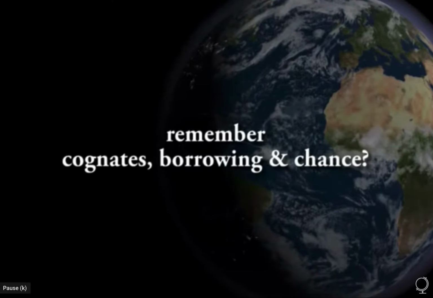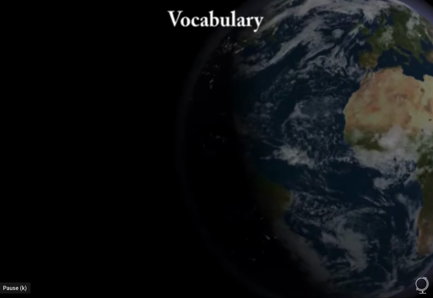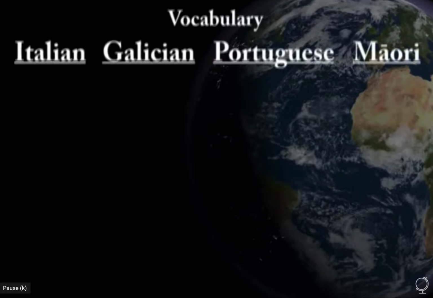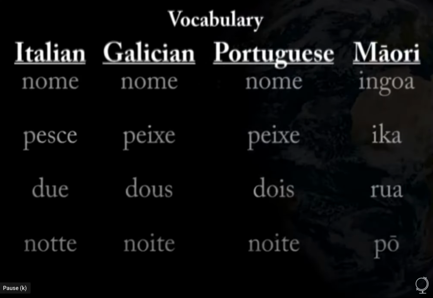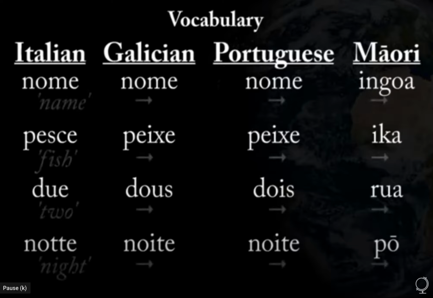I want you to take a look for a minute at some basic core words from four languages. These languages are Italian, Galician, Portuguese, and Maori. These words are actually fairly representative of the relationships between these languages. Take a moment to consider which languages share a common ancestry and how closely these languages must be related.